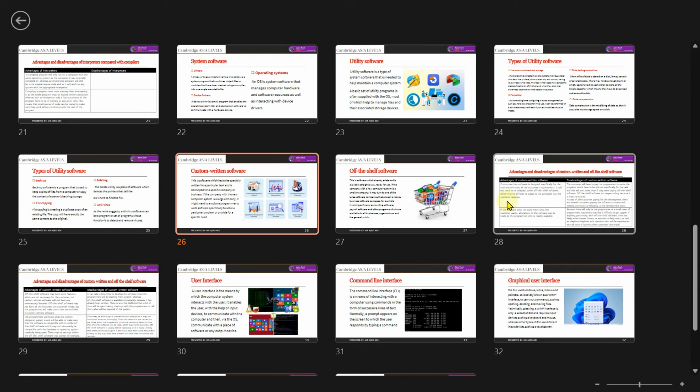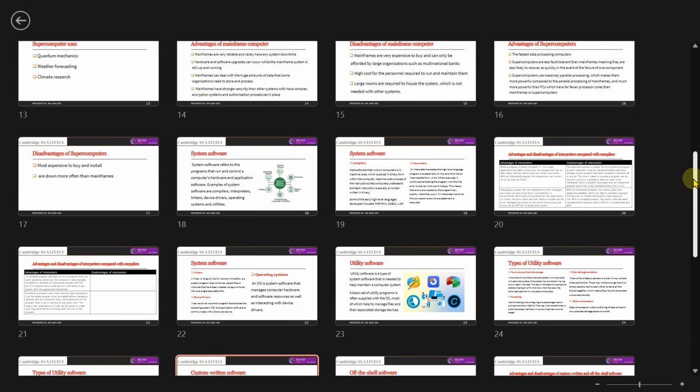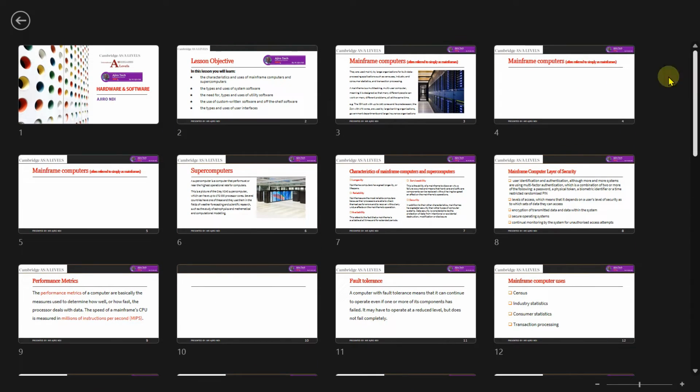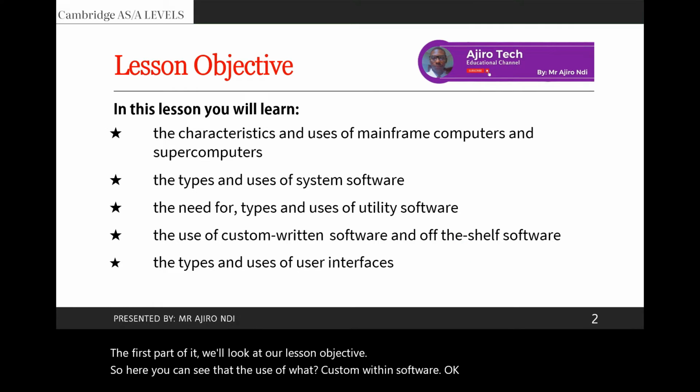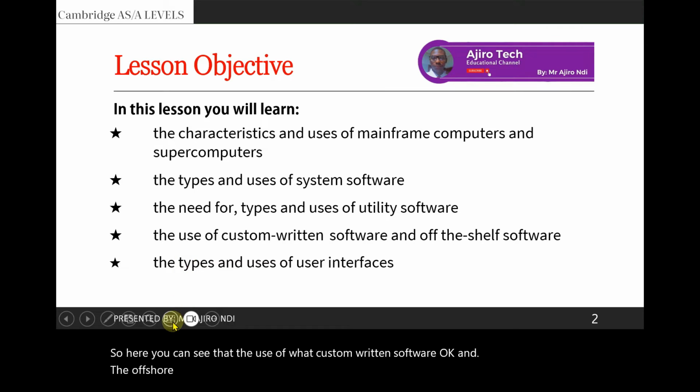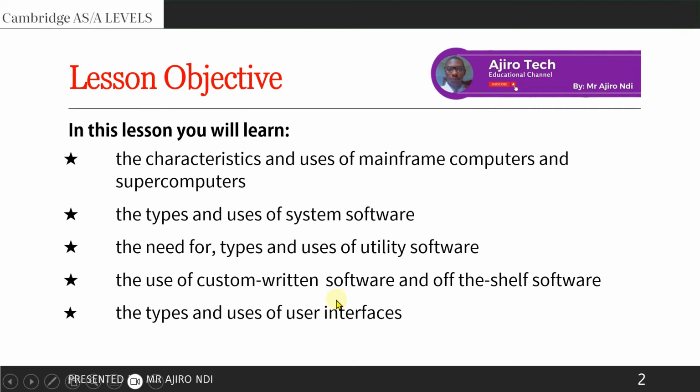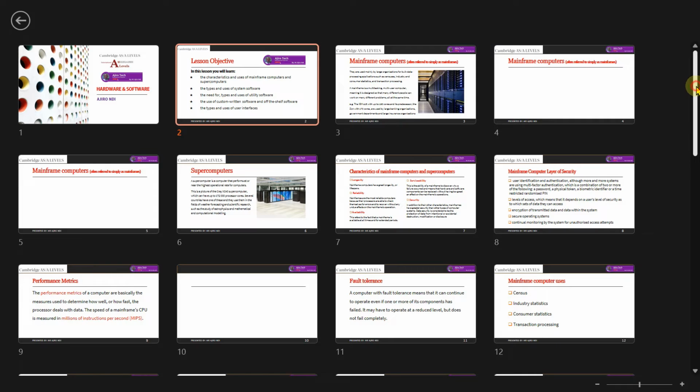Let's go back to the first part of it. We'll look at our lesson objective. So here you can see the use of what? Custom written software, and the off-the-shelf what? Software. So let's go back to it. So we're now here.